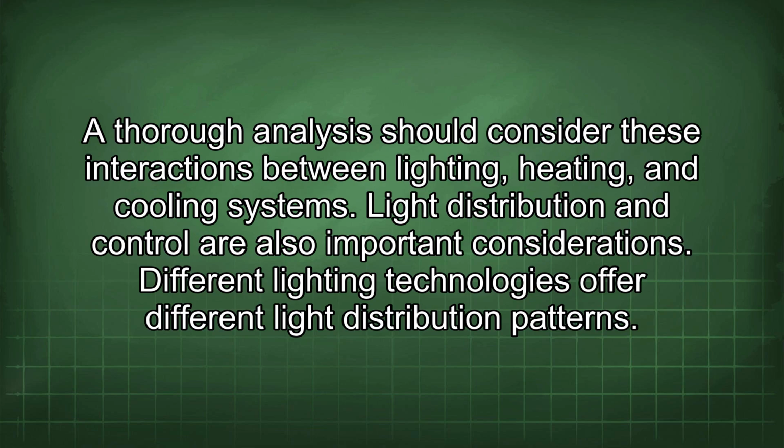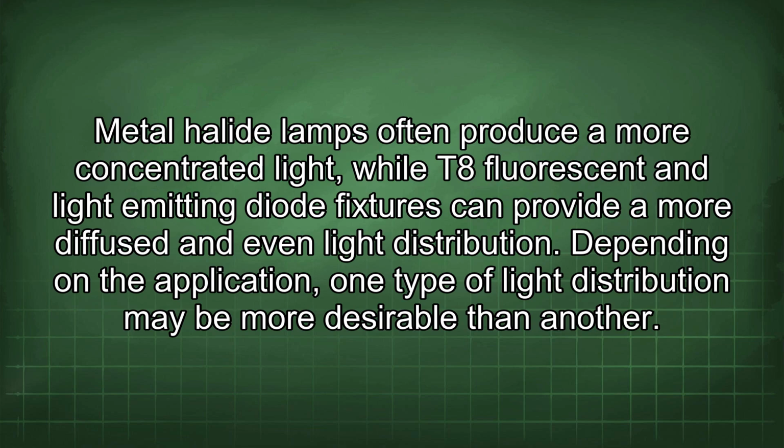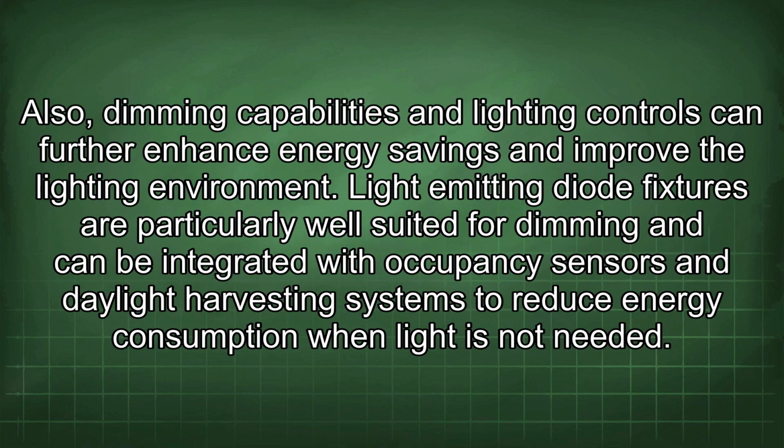Light distribution and control are also important considerations. Different lighting technologies offer different light distribution patterns. Metal halide lamps often produce a more concentrated light, while Tate fluorescent and light-emitting diode fixtures can provide a more diffused and even light distribution. Depending on the application, one type of light distribution may be more desirable than another. Also, dimming capabilities and lighting controls can further enhance energy savings and improve the lighting environment. Light-emitting diode fixtures are particularly well suited for dimming and can be integrated with occupancy sensors and daylight harvesting systems to reduce energy consumption when light is not needed.